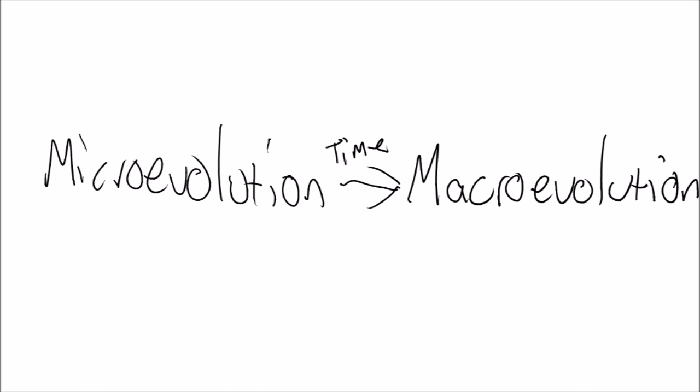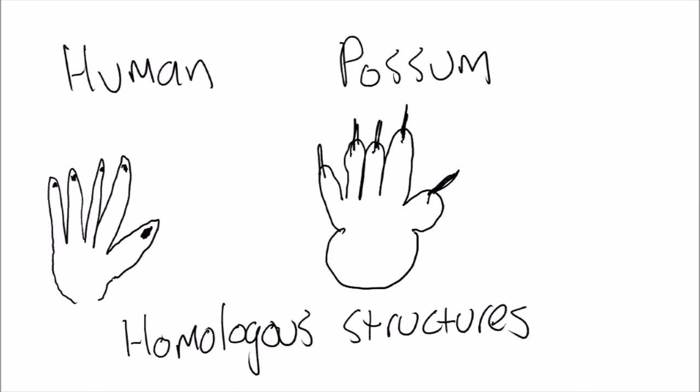For example, the hands of a human and a possum both have fingers. We're both mammals and we both have a common evolutionary ancestor. Therefore, our hands can be considered homologous structures.